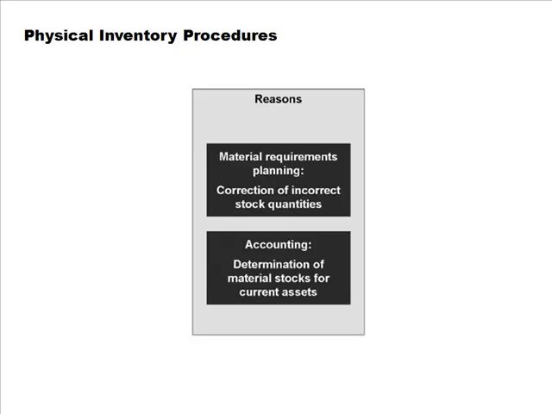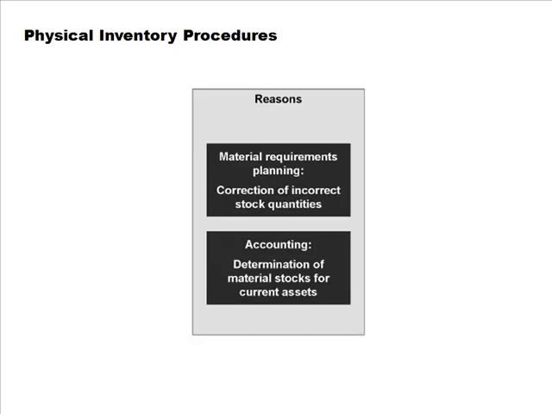Okay, so now we finished the whole warehouse operations, and there are those four or five points that I mentioned that you need to remember. Now we are going to look at physical inventory procedures. Physical inventory procedures are important because we may say we had 500 units in stock, and over the course of the last 2 weeks, 250 units have been used up. So there are 250 units in stock, right?